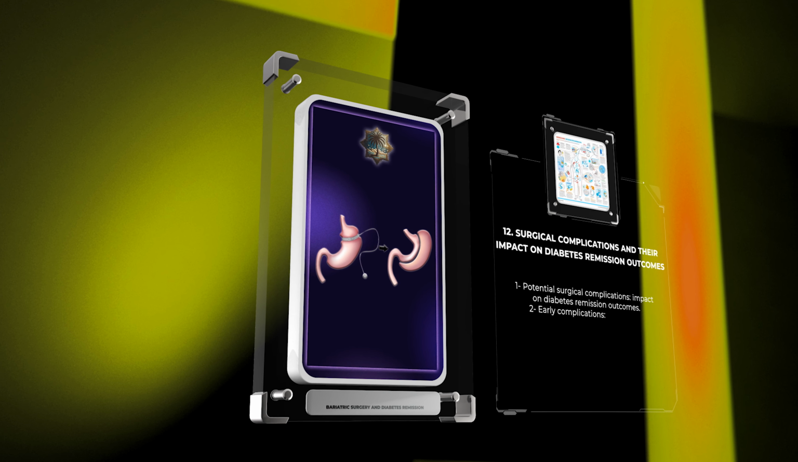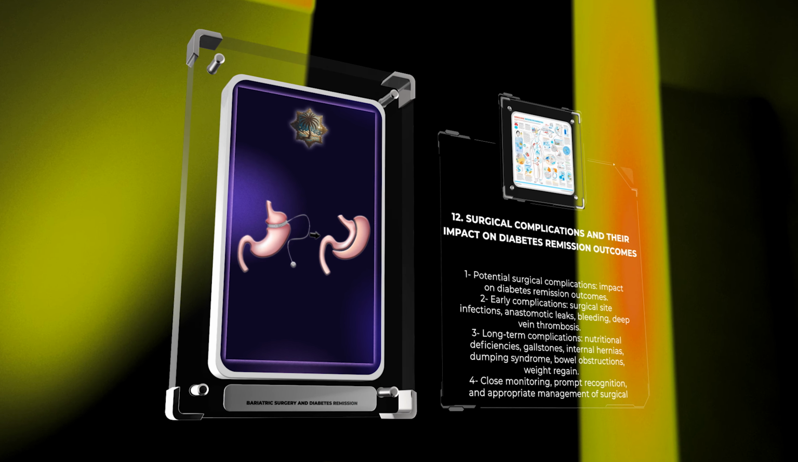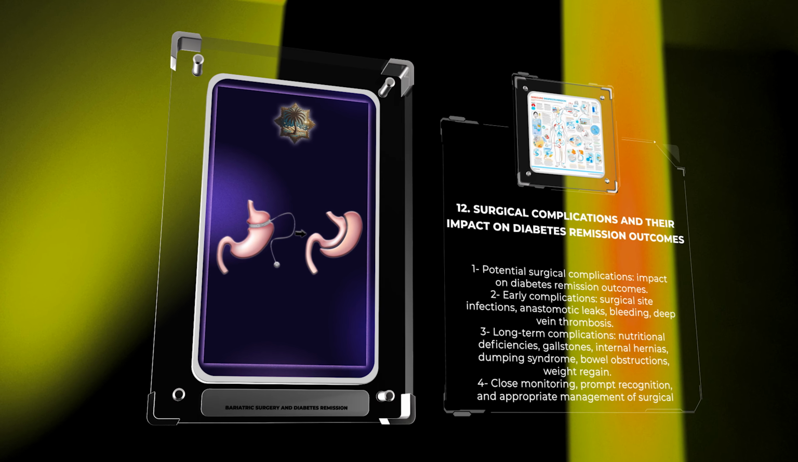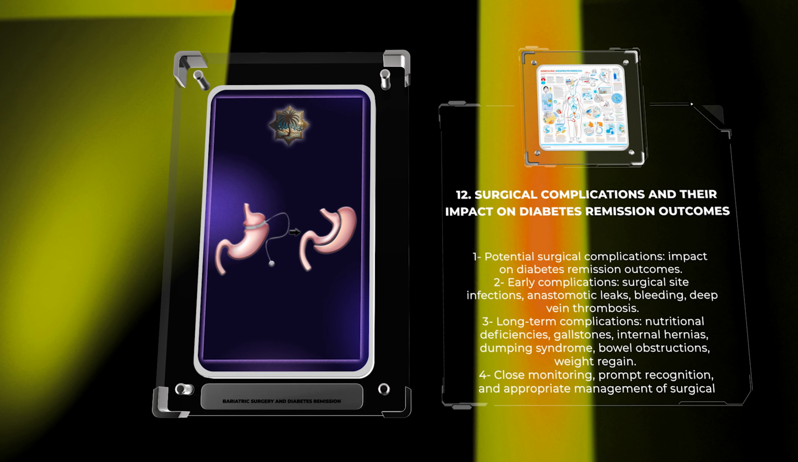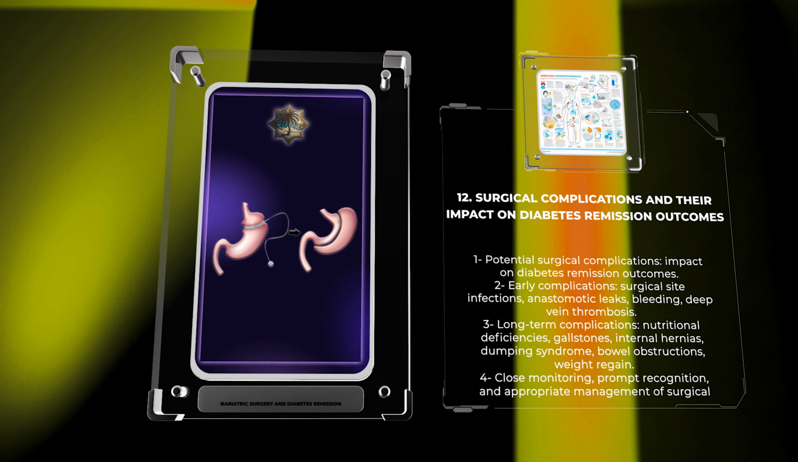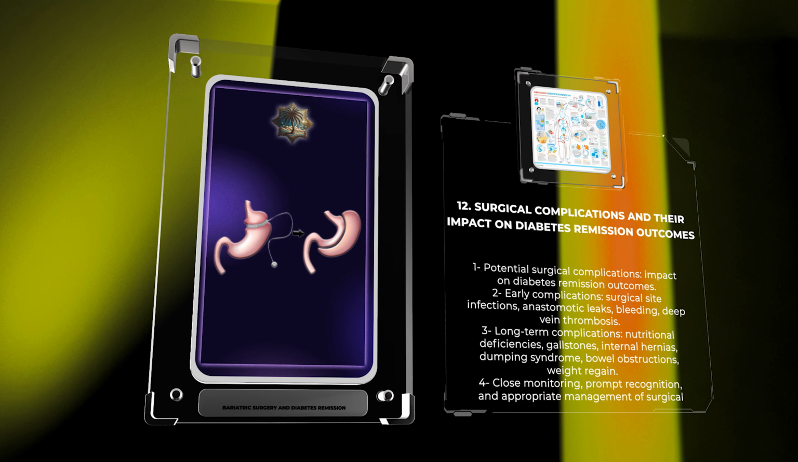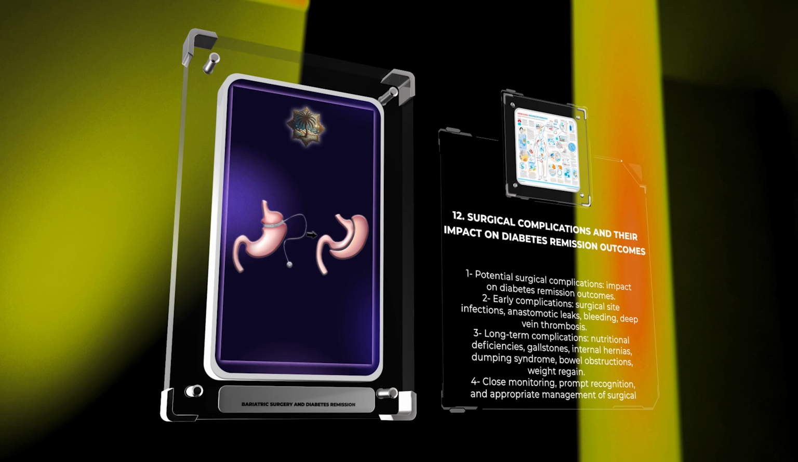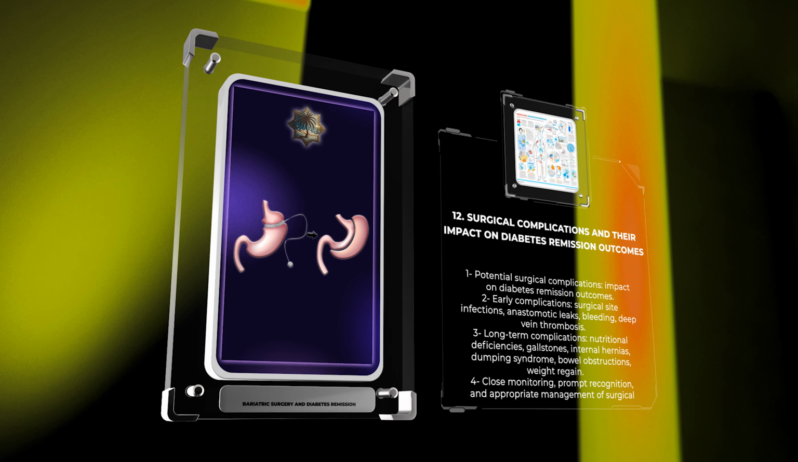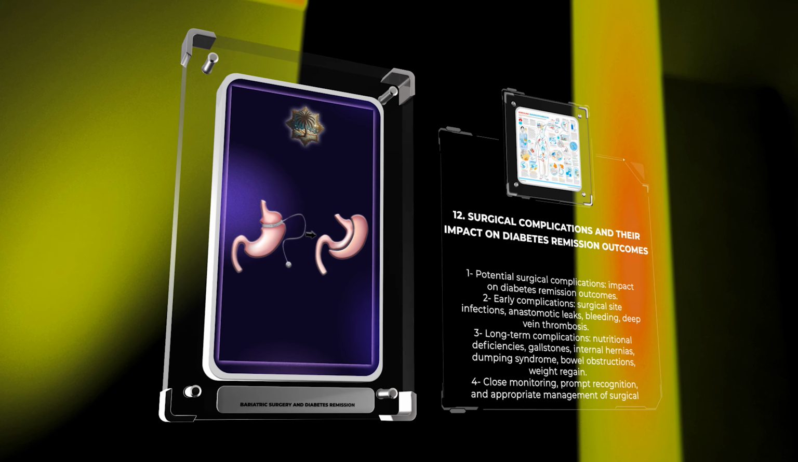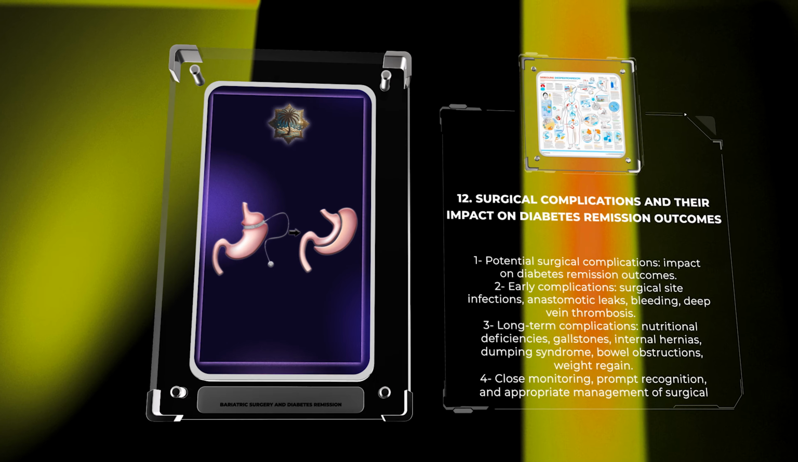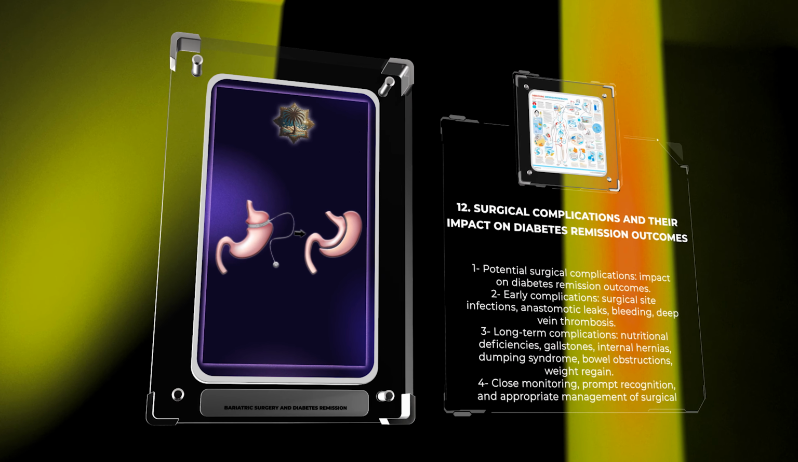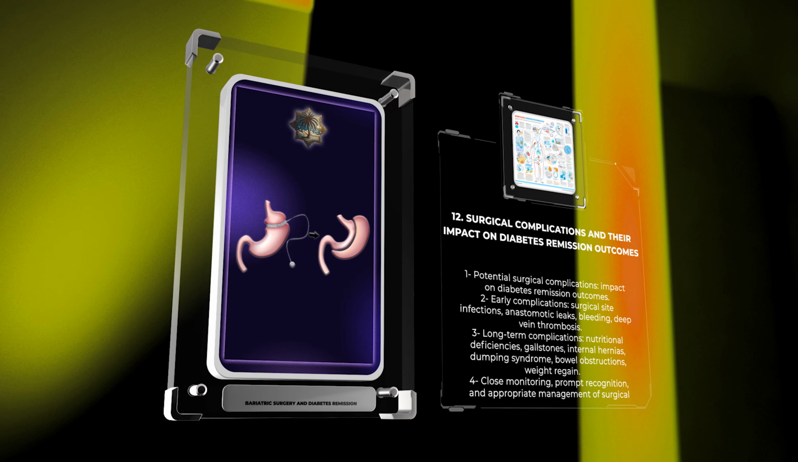Despite the numerous benefits of bariatric surgery, it is essential to be aware of potential surgical complications and their impact on diabetes remission outcomes. Complications can occur both in the early postoperative period and in the long term. Early complications include surgical site infections, anastomotic leaks, bleeding, and deep vein thrombosis. Long-term complications encompass nutritional deficiencies, gallstones, internal hernias, dumping syndrome, bowel obstructions, and weight regain. These complications can negatively affect patient outcomes, including diabetes remission. Close monitoring, prompt recognition, and appropriate management of surgical complications are imperative to ensure optimal postoperative results.